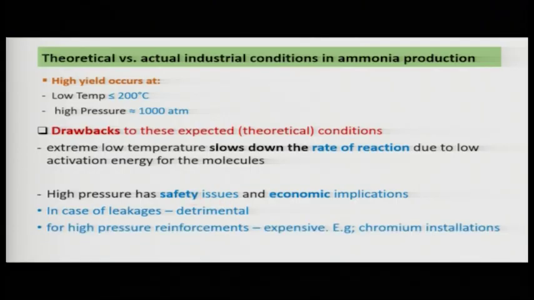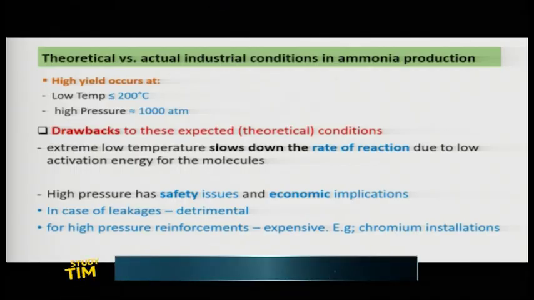Leave alone the safety issues. Even with high pressure, you require initial installation of equipment which can withstand that high pressure. And in that case, you require the chromium installations. And chromium as a metal is expensive. So for you to carry out the production of ammonia, you would have to incur a lot of expenses in installation when you're installing the components, and in some time it may not come out. So from a business point of view, you find doing heavy installations would not be the best way. So you look at the leakages, which would be very detrimental, and the expensive part of installations.